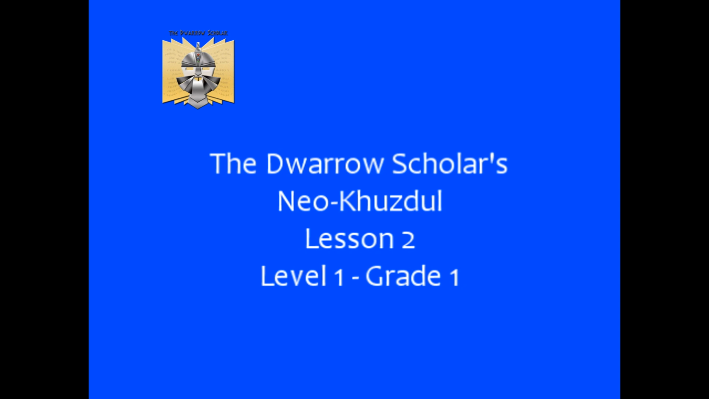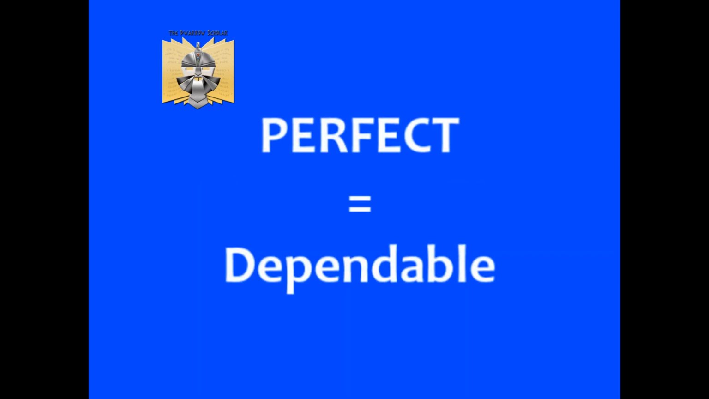Now, before we take a closer look at each line, let's have a look at the key information of this lesson. In this lesson, we'll be introducing the imperfect form. You might remember that in our first lesson we were looking at the perfect tense. As you'll recall, the perfect tense is used for dependable facts. So these usually apply to the past tense, but could easily apply to present or even future.